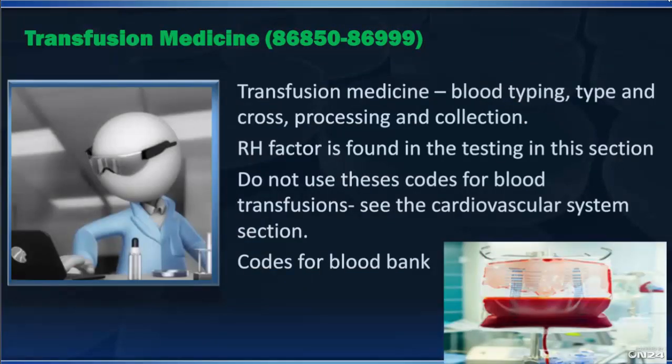Transfusion medicine 86850 to 86999. Some of the most common reasons for blood transfusion would be to replace blood loss during an operation or after an accident, or if a patient is suffering from anemia. Transfusion medicine includes blood typing, type and cross-processing, and collection of material. The RH factor, which is a test that's done a lot during pregnancy, is found in this section.